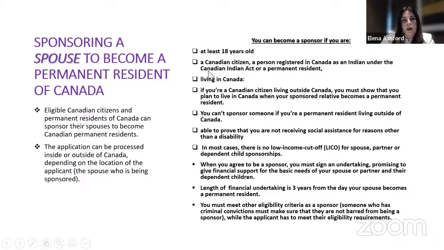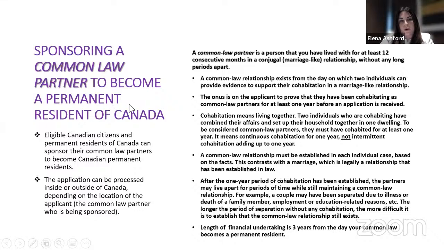So I'll move on to the sponsoring a common law partner category. And I will start with the definition that you'll see on my slides here. So a common law partner is a person that you have lived with for 12 consecutive months in a conjugal, meaning marriage-like relationship without any long periods apart.